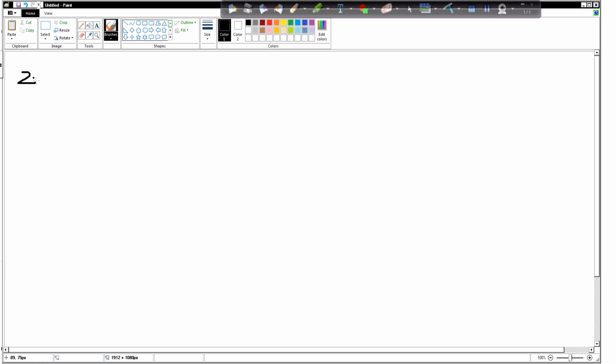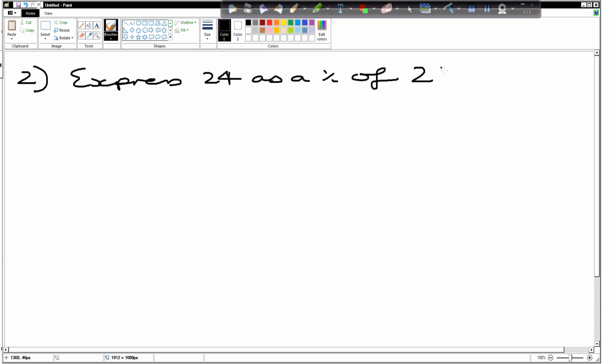So here comes question number 2. They can say to you like this: Express 24 as a percentage of 25. Now, was that question finished? Yes, that one's finished. They don't have to give you a scenario. They can give the question like this: express this number, the first number, as a percentage of the second number.